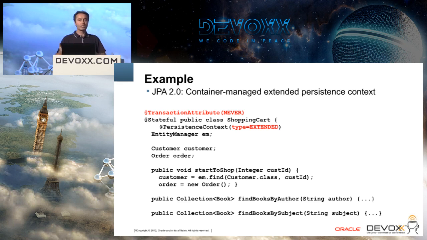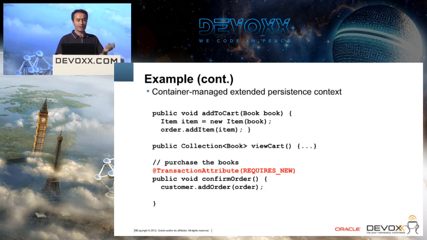Over the interaction, the conversation with the user, they may go browsing for books by author, browse for some books by subject. No transactions are occurring, we're just reading stuff from the entity manager, that's fine. On add to cart, we create an item, we put it in that order we created, so we have some state we're managing.